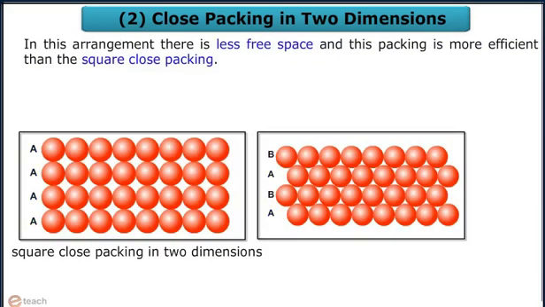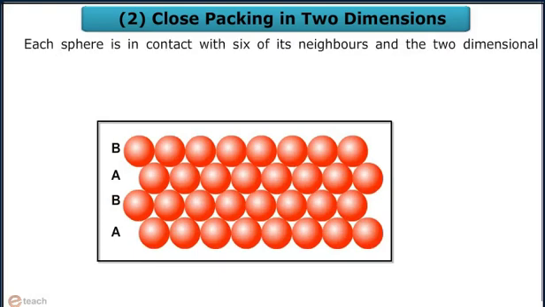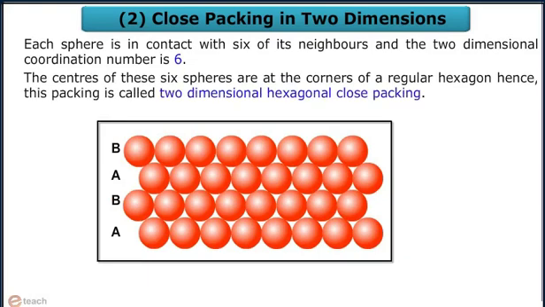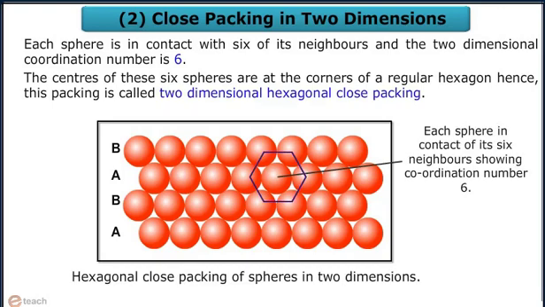In this arrangement, there is less free space and this packing is more efficient than the square close packing. It can be easily understood by seeing the above two diagrams. Each sphere is in contact with 6 of its neighbors and the two-dimensional coordination number is 6. The centers of these 6 spheres are at the corners of a regular hexagon. Hence, this packing is called two-dimensional hexagonal close packing.